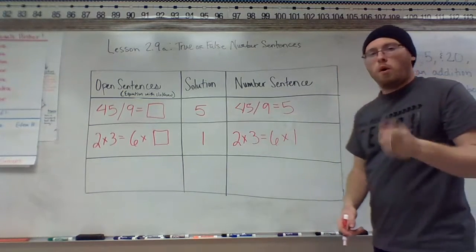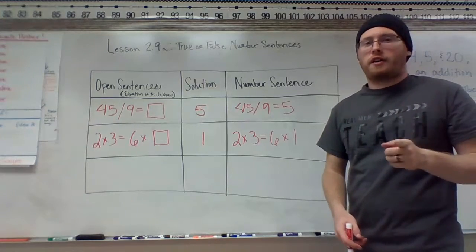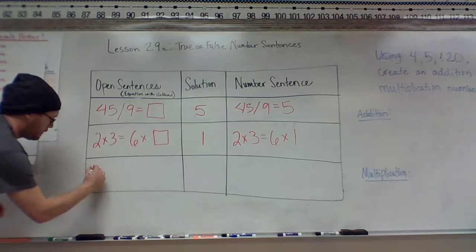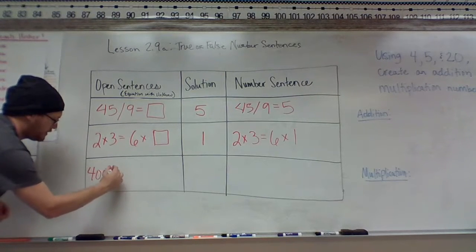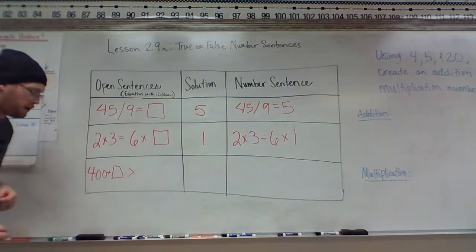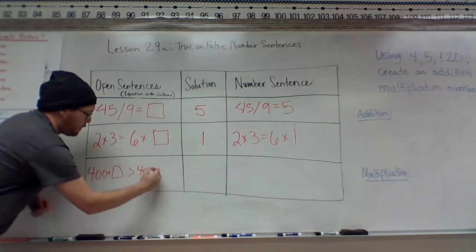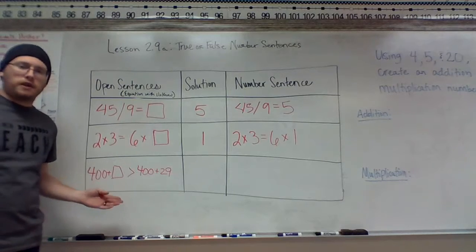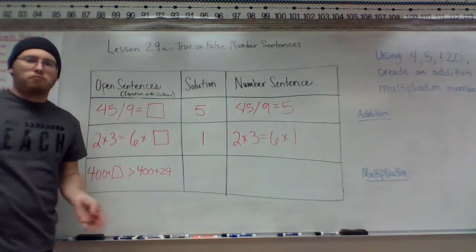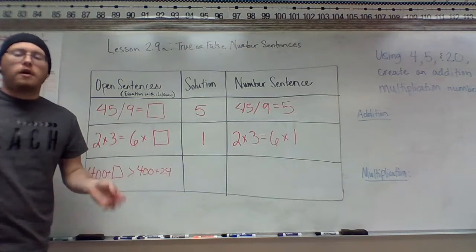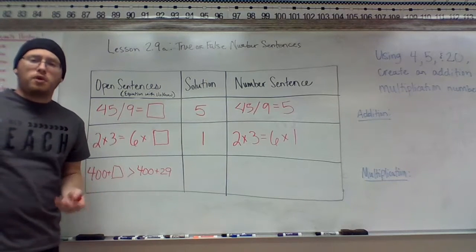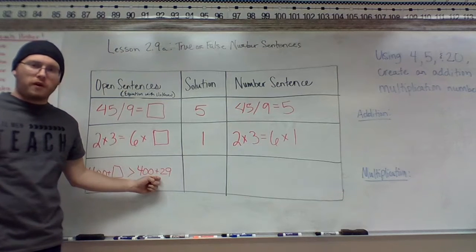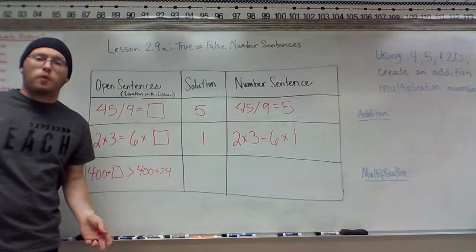The next one won't be as tricky, but you kind of got to think through it, okay? So we have 400 plus something is greater than 400 plus 29. Now you might be asking yourself as you look at this, oh, that's easy. I could put 30. I could put 31. It really doesn't matter what you put in there as long as this side is greater than 400 plus 29, which we know is 429.